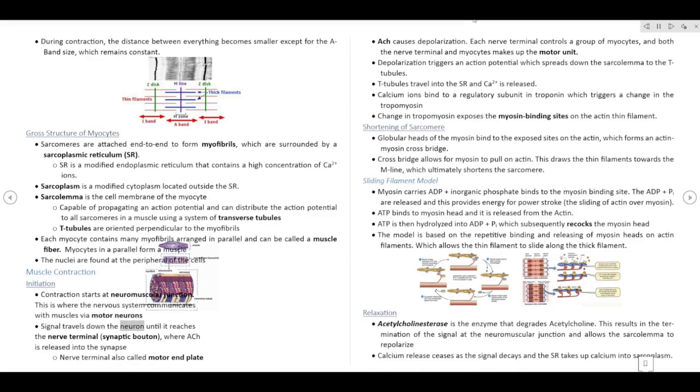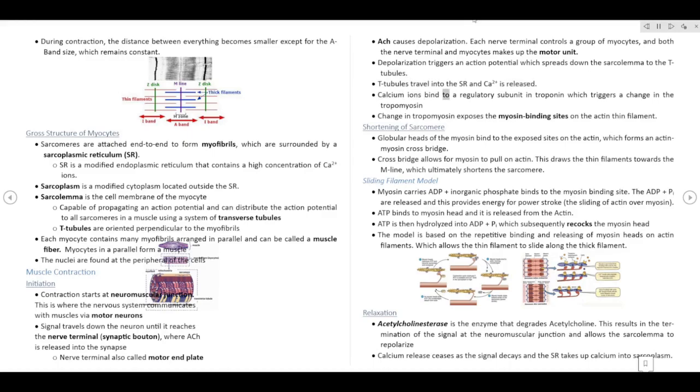The signal travels down the neuron until it reaches the nerve terminal, the synaptic bouton, where ACh is released into the synapse. The nerve terminal is also called the motor end plate. ACh causes depolarization. Each nerve terminal controls a group of myocytes, and both the nerve terminal and myocytes make up the motor unit. Depolarization triggers an action potential which spreads down the sarcolemma to the T-tubules. T-tubules travel into the SR and Ca2+ is released.